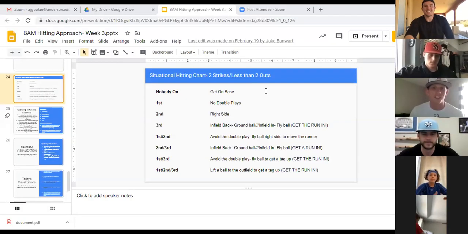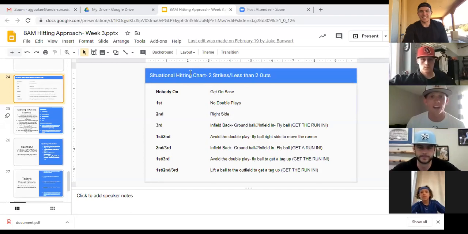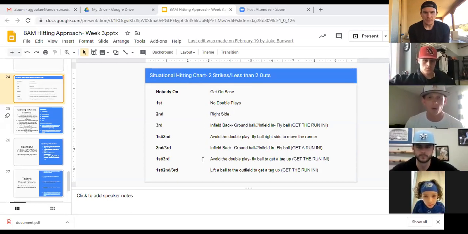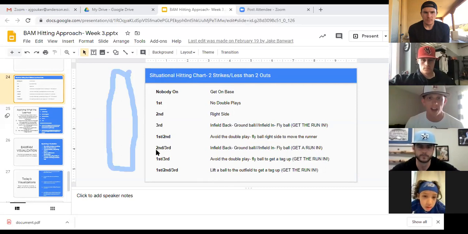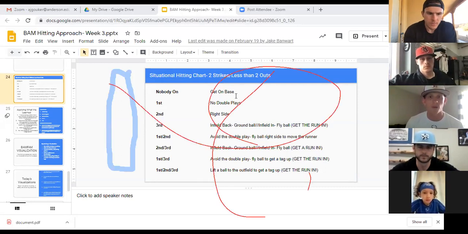So we have this situational hitting chart right here with 2 strikes and less than 2 outs. And it goes through situations of where the base runners will be and what your overall goal is, what you're going to do based on where the infield and the outfield are, and where the base runners are at, right? Okay. This is the type of thing that you could take and write out on your own.